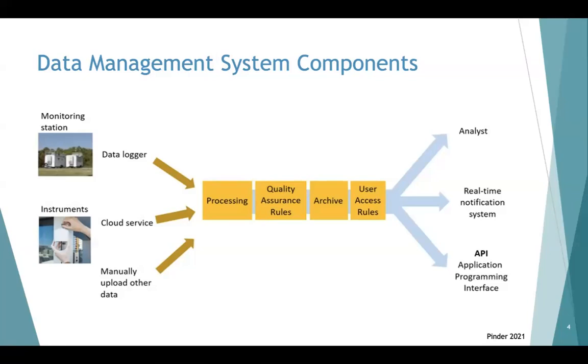And then there's a complete process. In this processing part, we have to process data. Pre-processing is available, and we have to apply quality assurance rules to check whether the collected data are accurate, and also check whether these data are archived data or not.